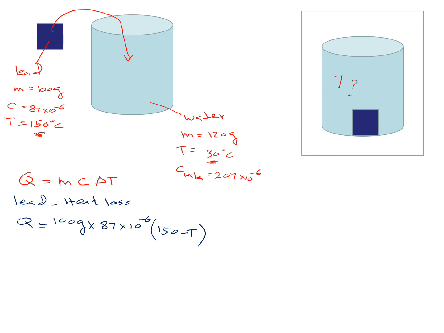Let me use a lighter color for heat gain, water. So which is again Q, mass of water, which is 120, times specific heat capacity 207 times 10 to negative 6, and then temperature change. Initial temperature is 30 and final temperature is T, because final temperature needs to be higher than initial temperature of water because it gains heat. So T minus 30. So this is Q for heat gain, water, and heat loss, lead.